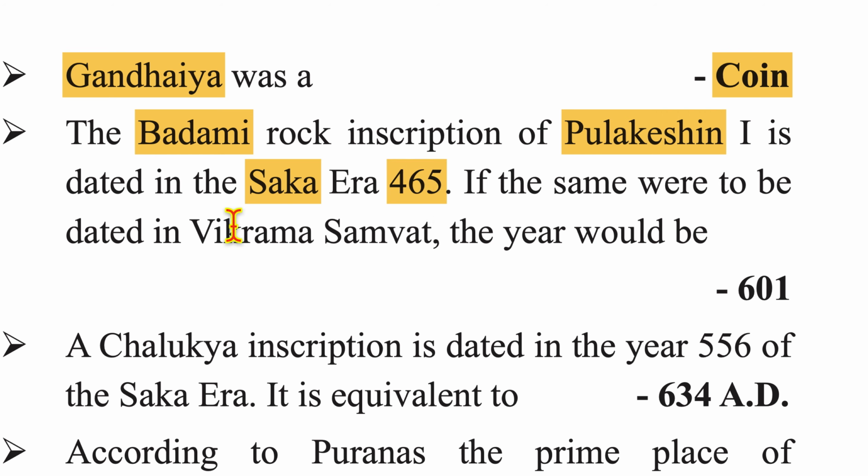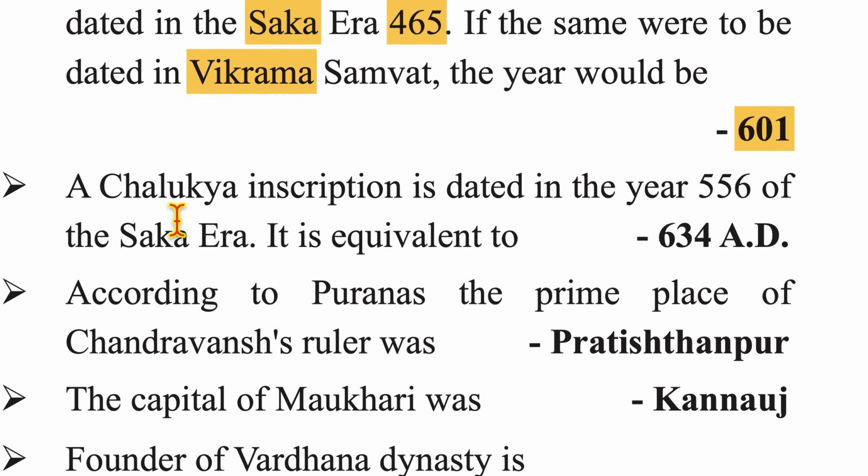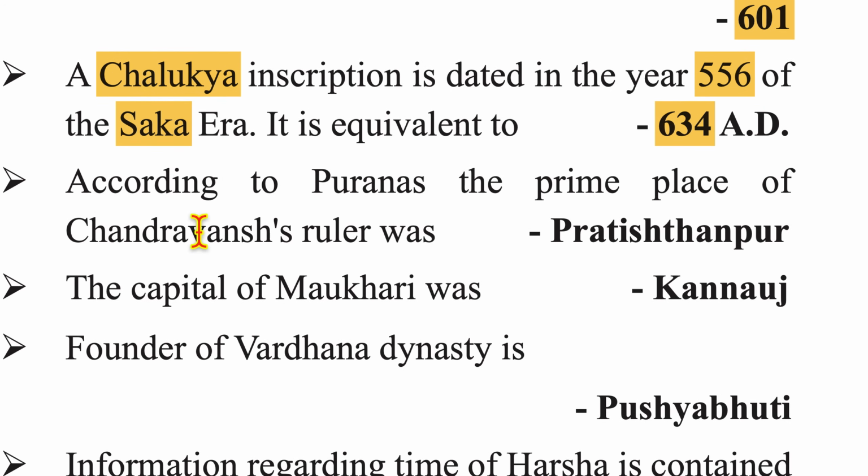Now, Badami rock inscription of Pulkeshin I is dated in Saka era 465. If the same were to be dated in Vikram Samvat, the year would be 601. The Chalukya inscription is dated in the year 556 of the Saka era. It is equivalent to 634 AD.